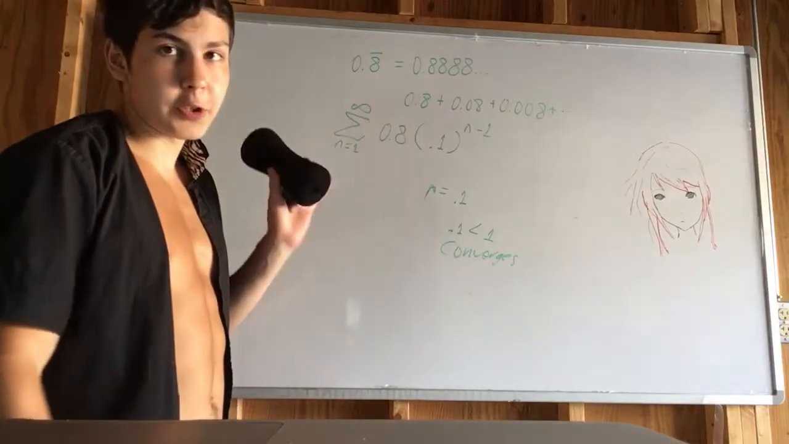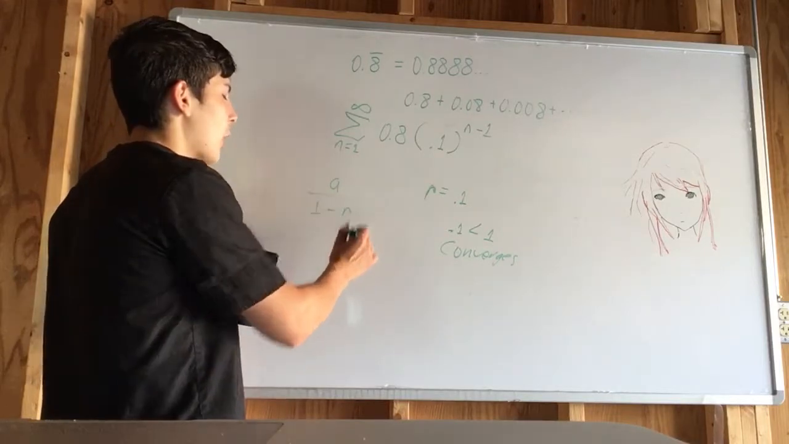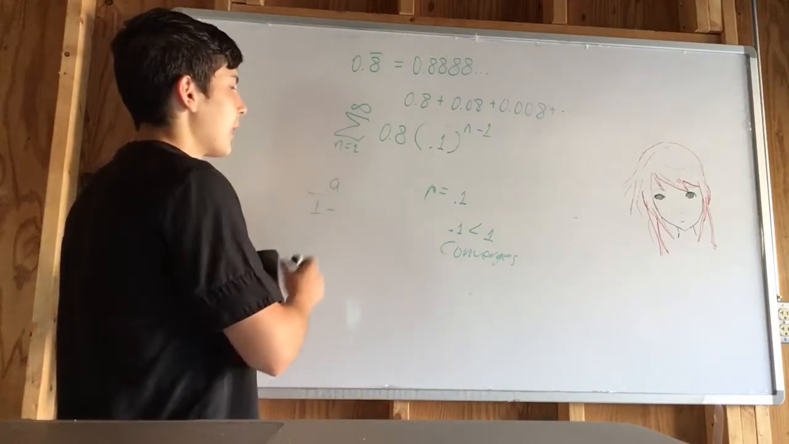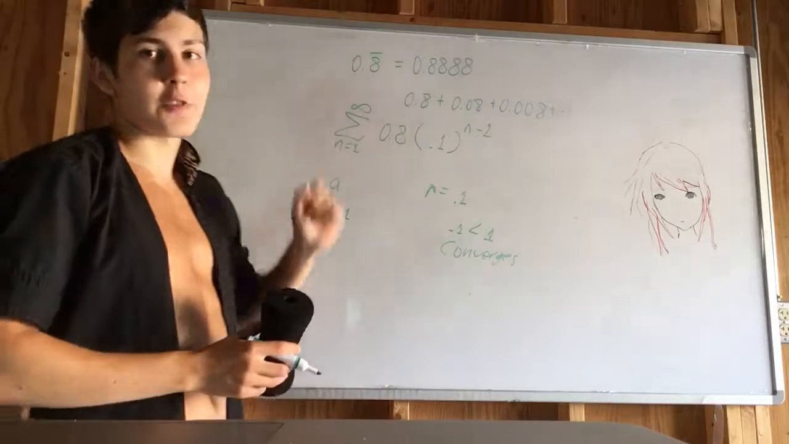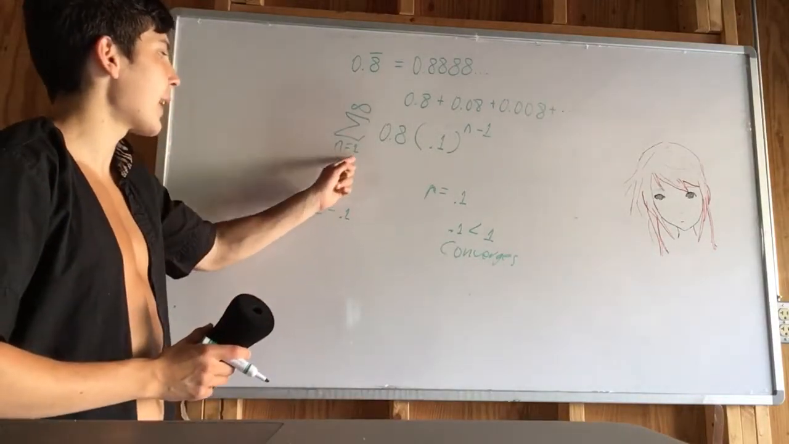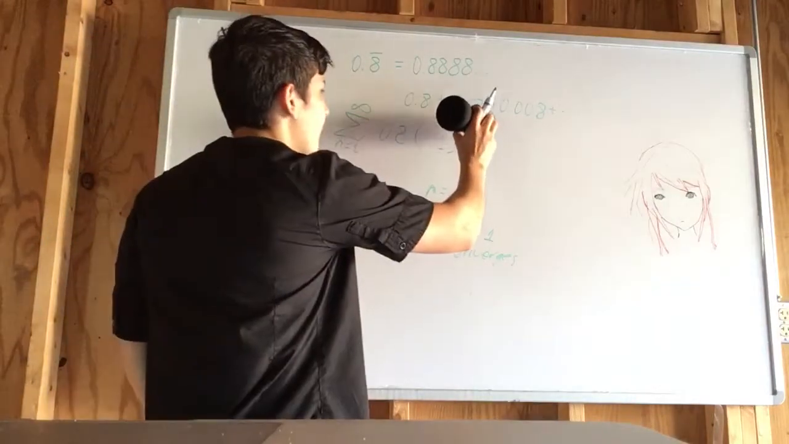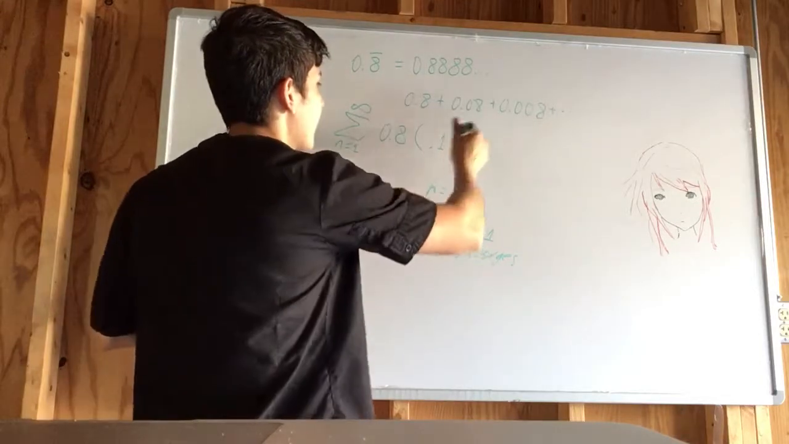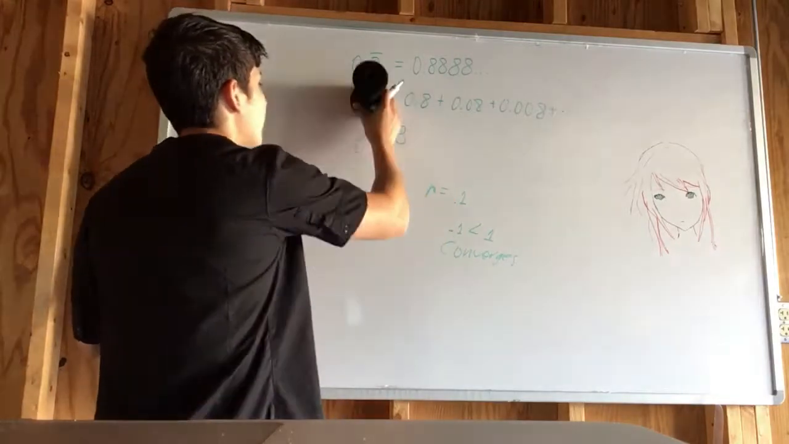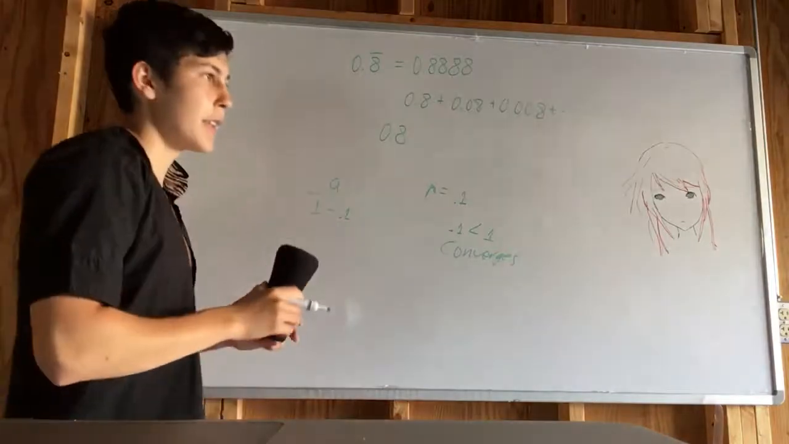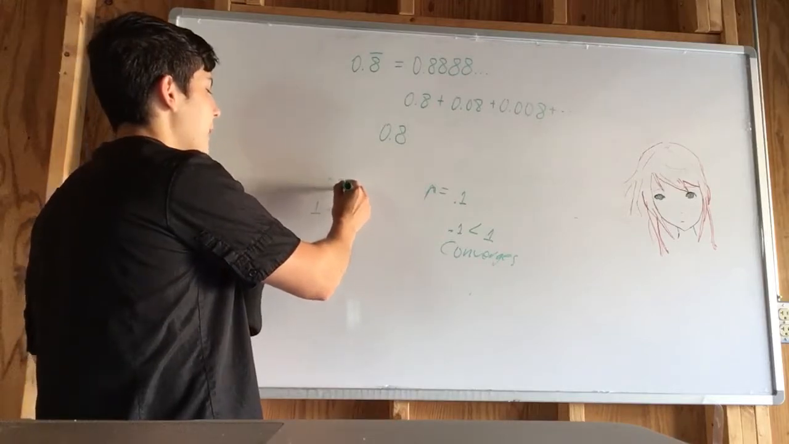Then we have to ask, what does it converge to? In order to find out, we have this formula, a over 1 minus r. r, we know what that is. That is 0.1, because that's what's inside there. a is our first term. a is what we get when we plug in 1 into there. So we plug in 1, and we get 1 minus 1, which gives us 0. This would go to 1, and this is what we would be left with. We'd be left with 0.8. So that's what a is, 0.8.